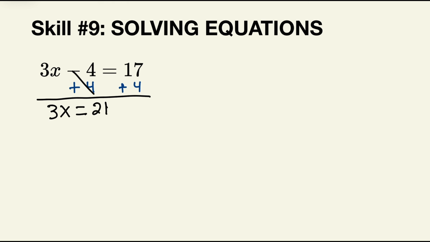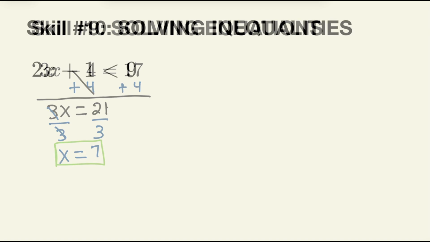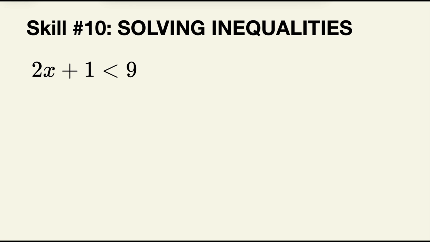Now we have to undo multiplication. We can do that by dividing by 3 on both sides. And of course, the 3's cancel out. We are left with x equals 21 divided by 3 is 7. X equals 7 is the final answer. So why it matters? Solving equations is one of the most important algebra skills. Let's move on to skill number 10. Skill number 10, solving inequalities.